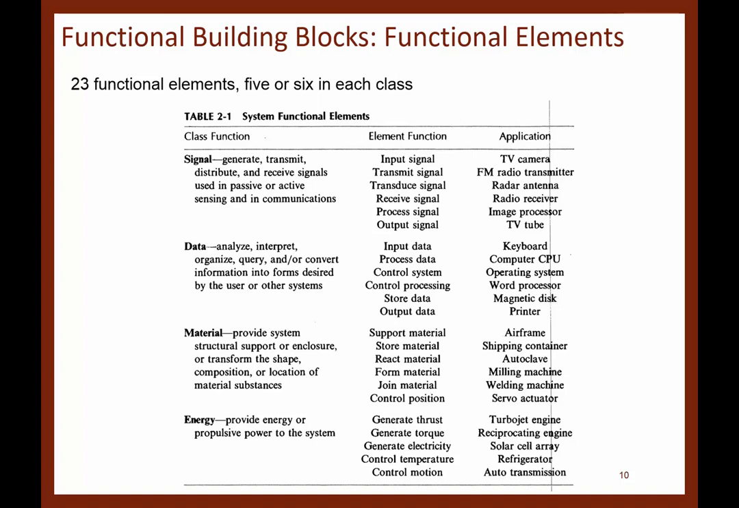And we can go through each one of them. For the data elements: analyze, interpret, organize, query, and convert information into forms desired by the user or other systems. And these functions are somehow similar. So I have the input data, process data, control system, control processing, store the data, and also output that data. If we look at a computer, these are the functions and the applications. So keyboard, input; CPU is the one that is going to be in charge of processing the data. The operating system will be controlling the system. Word processor is a control processing in which you are telling the machine what to write. To store data, you have the CD or the magnetic disk. And then to output data, one of the ways would be the printer.